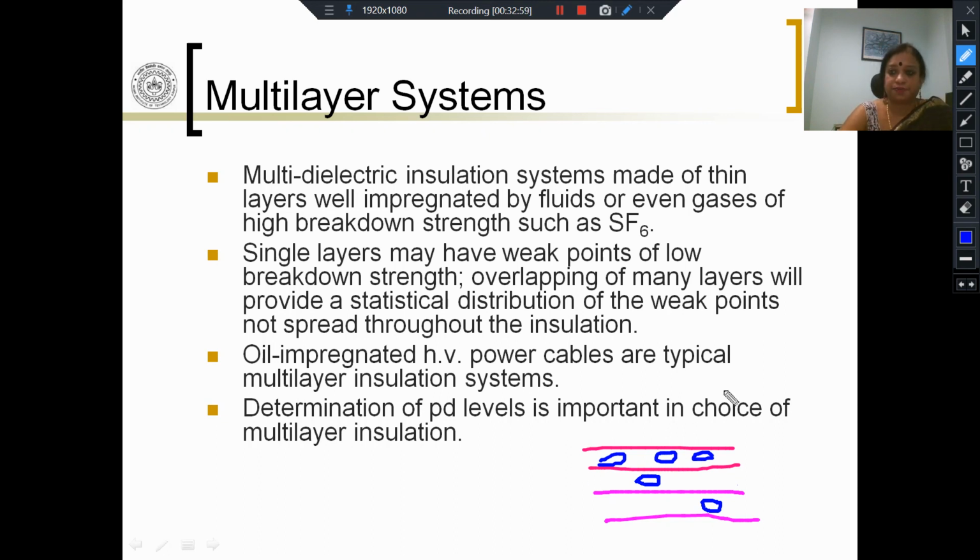So composite insulations behave quite differently, and we have to understand many other processes before we can really understand how breakdown happens in composite insulation. But composite insulations are the most commonly used insulation materials. We hardly ever use pure homogeneous materials.